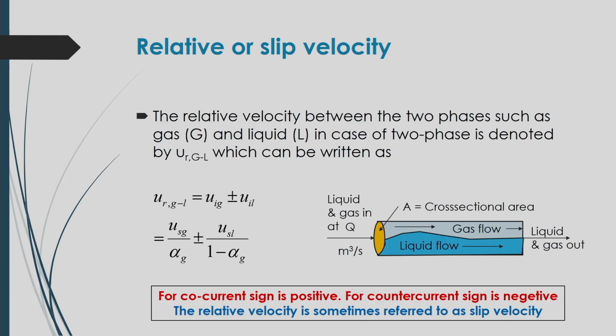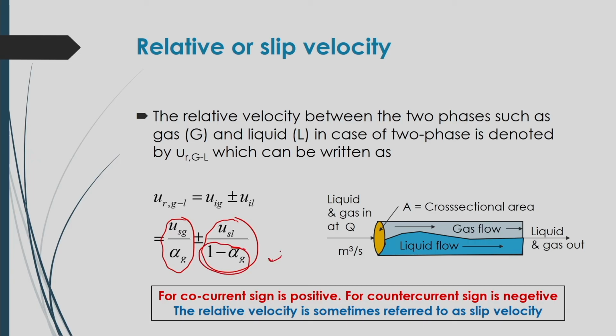Now, the actual relative velocity or slip velocity has to be calculated based on the actual velocity of the individual phases. So, that actual velocity will be, for the gas, the superficial gas velocity divided by epsilon g, and for the liquid, the superficial liquid velocity divided by 1 minus epsilon g, that is simply the volume fraction of the liquid.